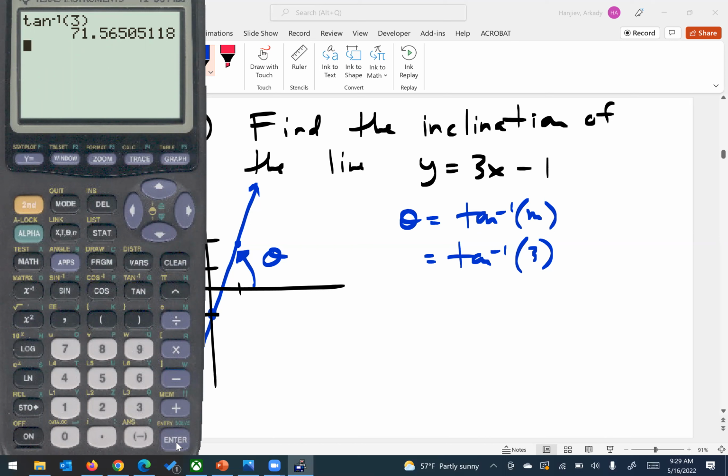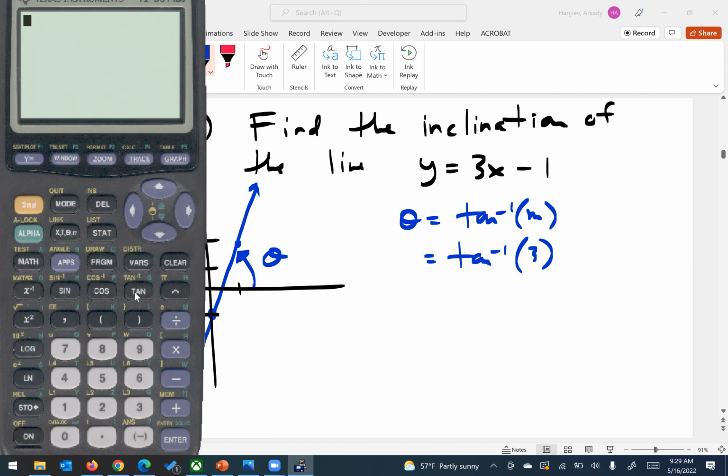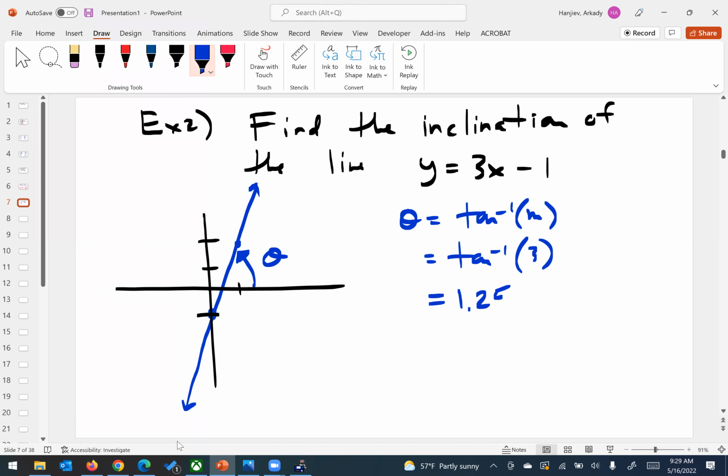71 degrees, does that look about right? Okay, so that's in degrees. The homework is always gonna be in radians, so let's go with tangent inverse. Homework, radians, that's the way the homework is gonna be. So you go second, 3, and it's gonna be 1.25, looks like. Okay. But again, we're just checking it with angle measurements.